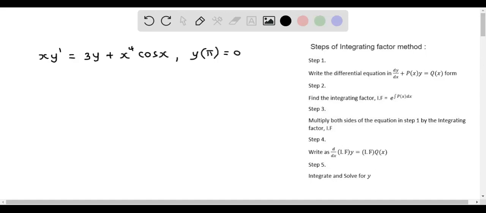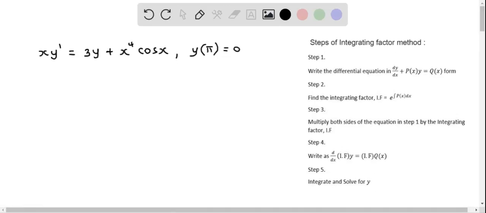We will now find the general solution of this given differential equation. So we have this differential equation xy prime equals 3y plus x power 4 cos x. And we are also given this initial condition y of pi equals 0. Using this initial condition, we will also find the particular solution.